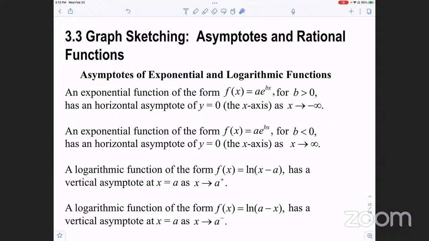Of exponential and log functions. An exponential function of the form f of x equals a e to the bx, where b is positive, has a horizontal asymptote y equals 0, the x-axis, as x tends to negative infinity.